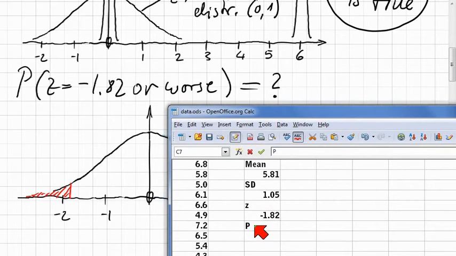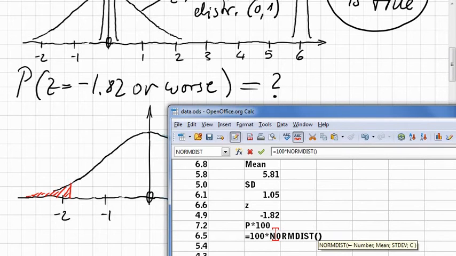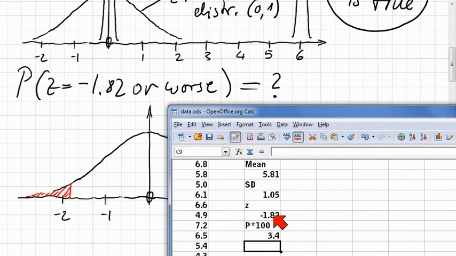So now I'm interested in the probability. Let's say probability times 100, so that I get percent. That's easier to read. So this is 100 times, and now the normal distribution at this z-value, mean 0, standard deviation 1, and I do not want to get the bell shape as such, I want to get its integral. This is why I enter 1 here, the accumulated version. Now it says 3.4%.